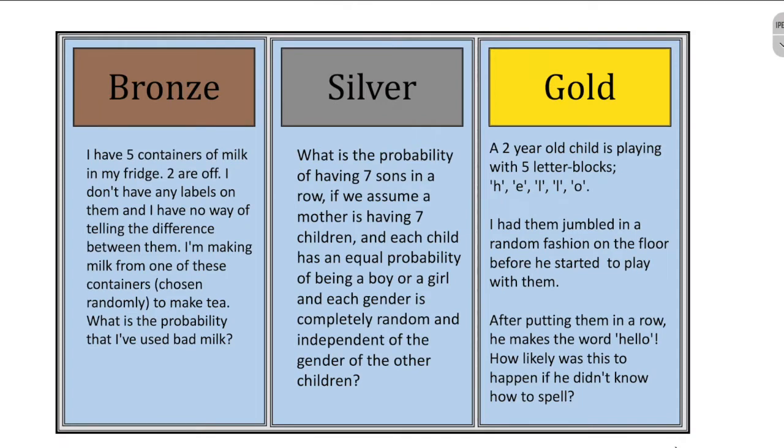So what is the probability of having 7 sons in a row if we assume a mother is having, oh bless her heart, 7 children, and each child has an equal probability of being a boy or a girl, and each gender is completely random and independent of the gender of the other children?